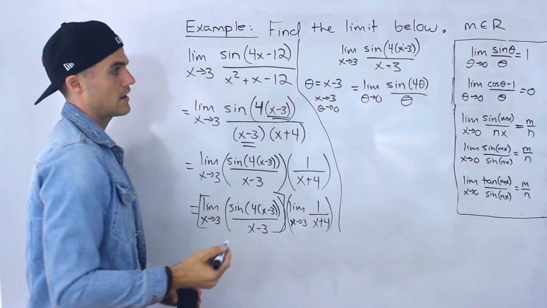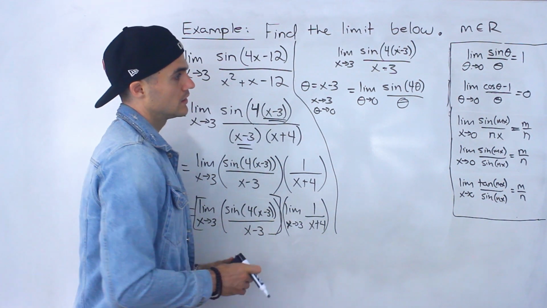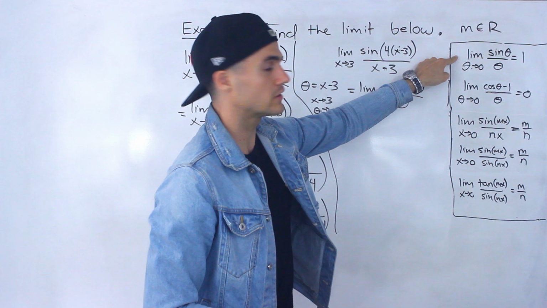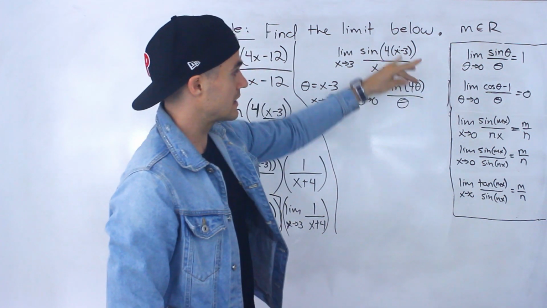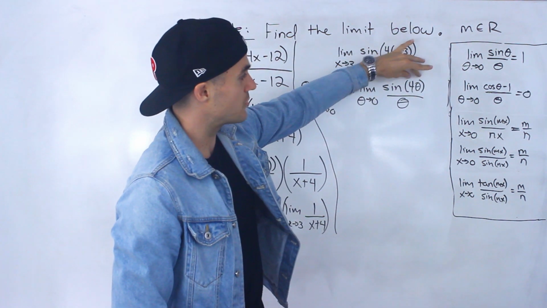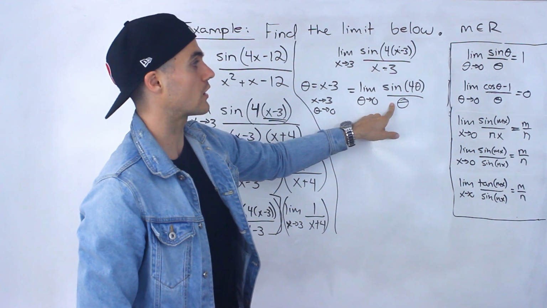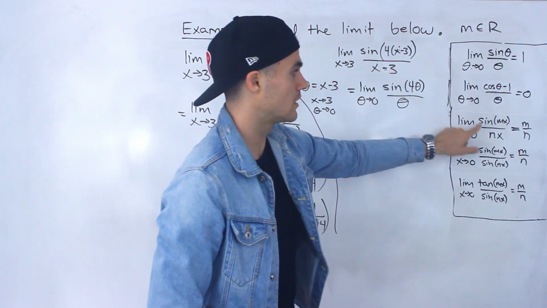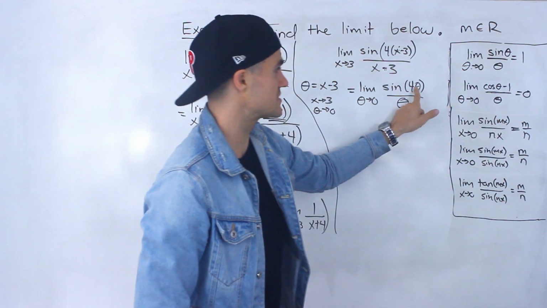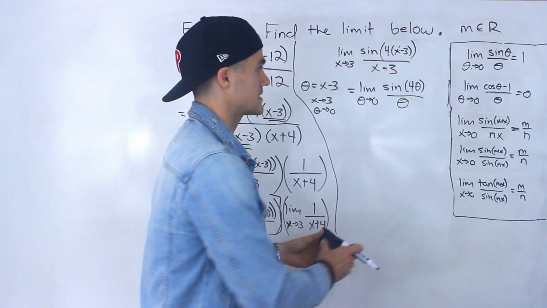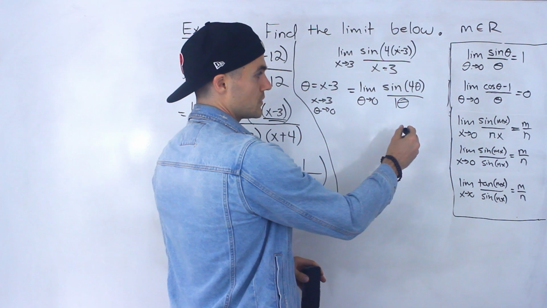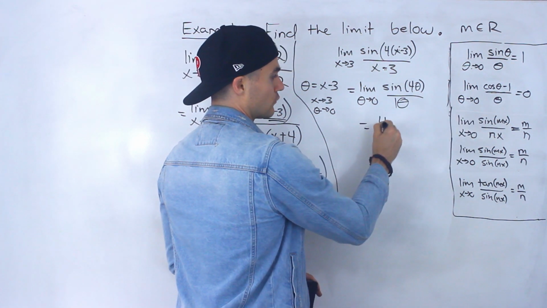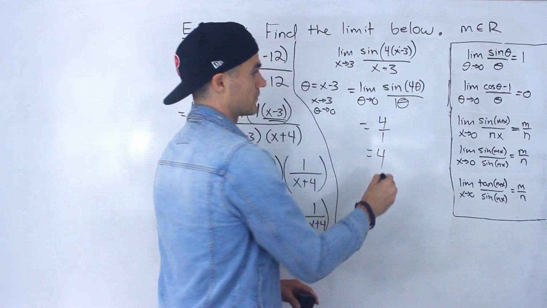over theta. Now from here, notice that we can't use this primary limit property yet because this expression and this expression are different. Now we can use this result here, where the m is this 4 and the n is a 1. So we do know from this that we're going to end up equaling 4 over 1 here, which is just going to be 4.